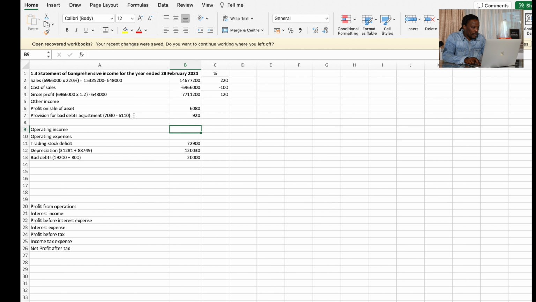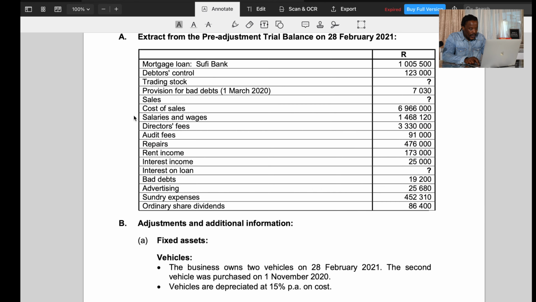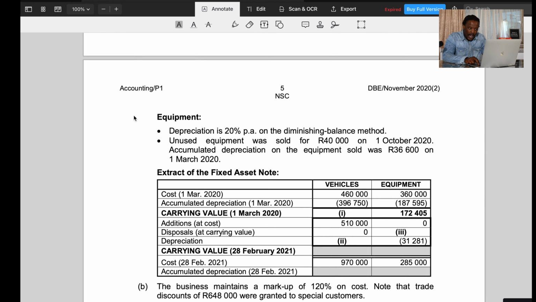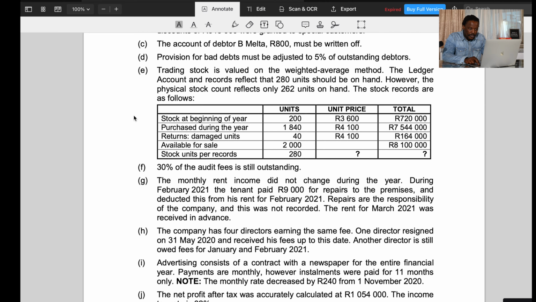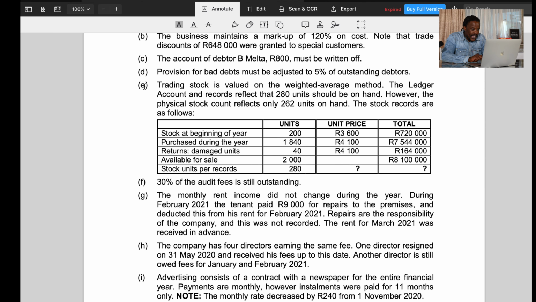Now, we have this provision for bad debts adjustment. We have the bad debts. We're done with that. We carry on now. We say, okay, done with bad debts. I'm done with provision for bad debts adjustment. What is the next adjustment? It's number E. I'm done with E. I'm going to F.